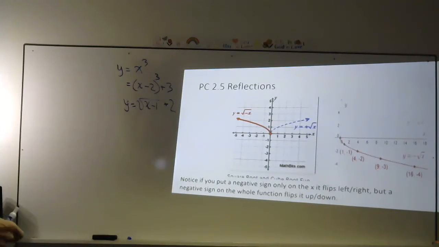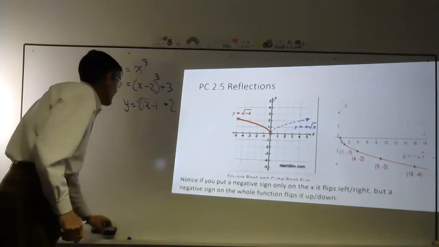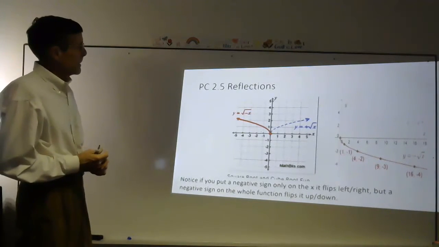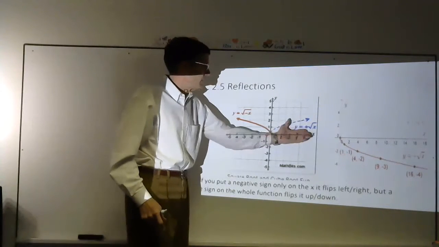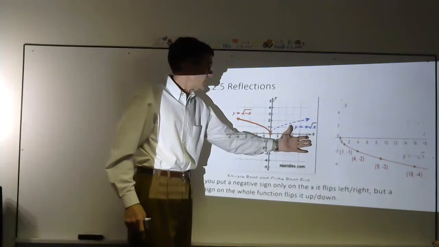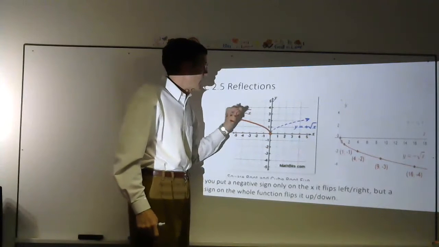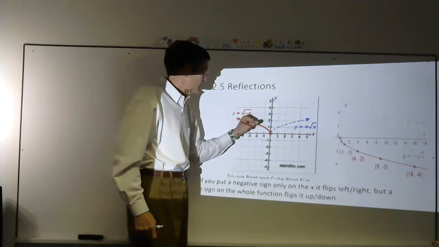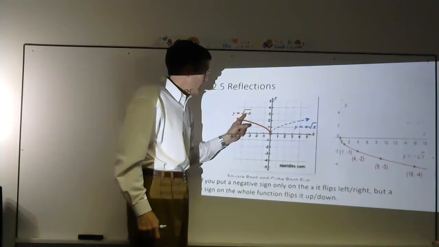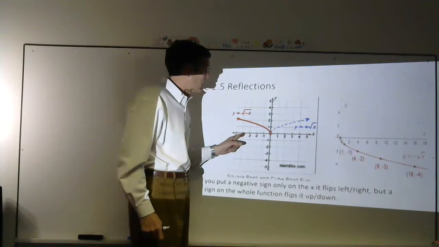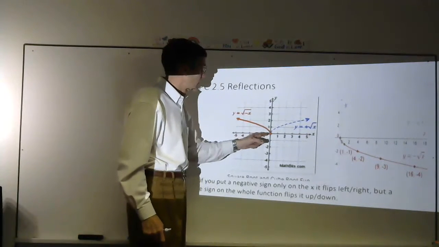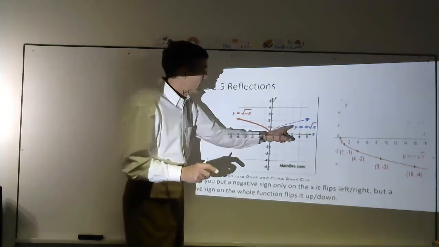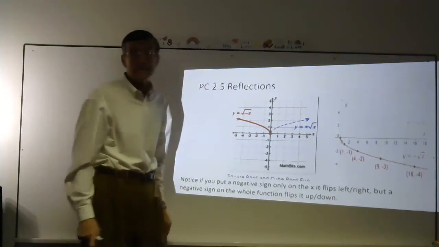Okay, reflections can be a little tricky. So, let's talk about a reflection. Here, this blue one is the square root of x. Okay? If you put a negative sign in with the x, the opposite of all these negative values is positive, and then you can take the square root and it's going to look like this. A negative sign in with the x flips it to the left and right.